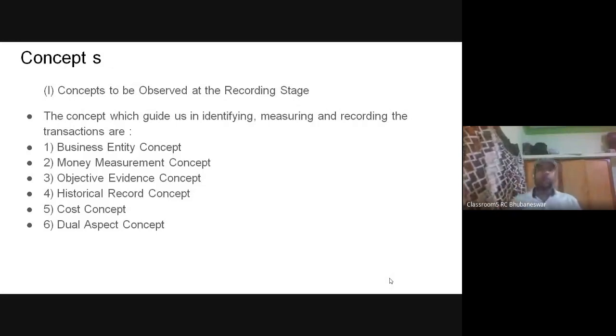Okay. Next, dual aspect concept. Dual aspect concept का मतलब ये हुआ कि each and every transaction is having two folded aspect. For each receiving aspect, we are having giving aspect, or debit and credit aspect we normally tell in accounting term.